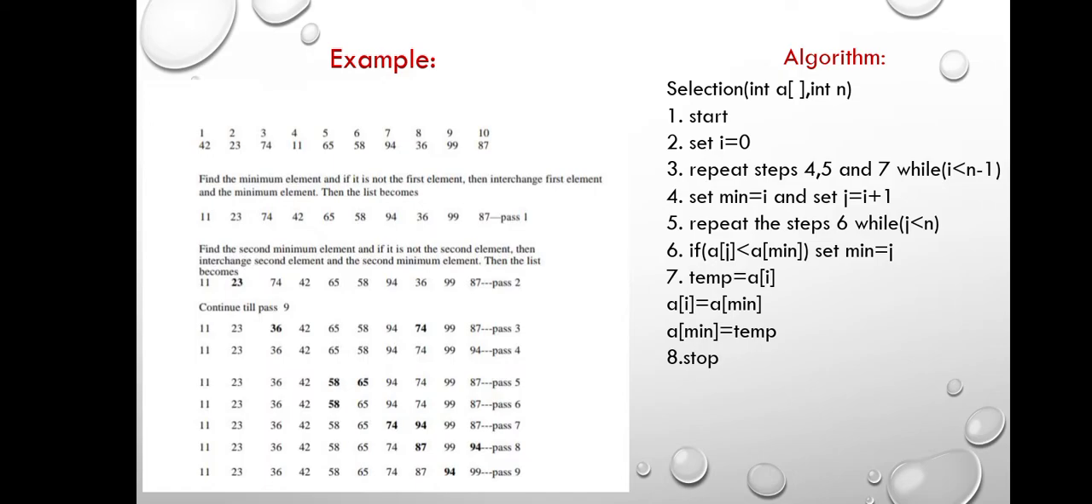An algorithm of selection sort: selection sort of array A of n elements. Start, set i is equal to 0, repeat steps 4, 5 and 7 while i is less than n minus 1, set minimum is equal to i and set j is equal to i plus 1, repeat step 6 while j is less than n. If A[j] is less than A[minimum], set minimum is equal to j. Temp is equal to A[i], A[i] is equal to A[minimum], A[minimum] is equal to temp. Stop.